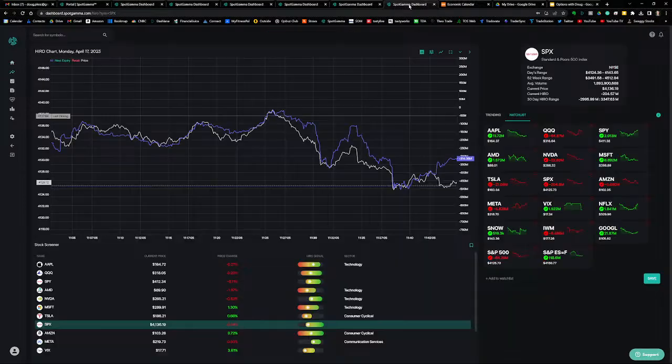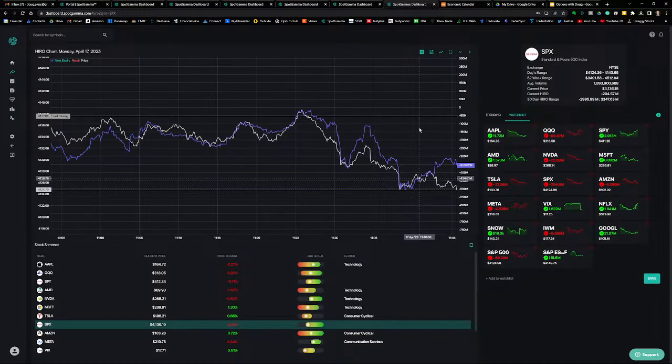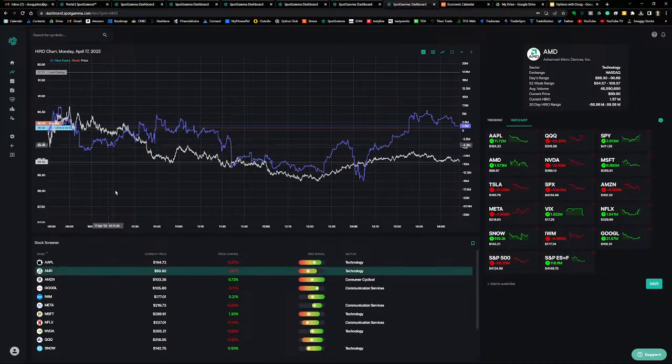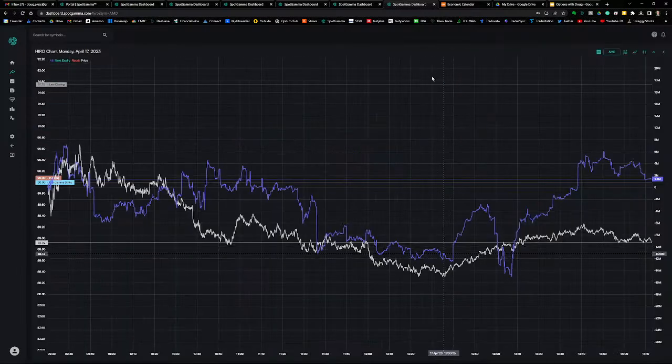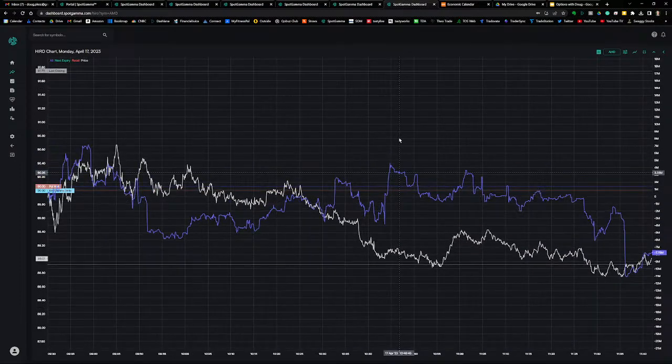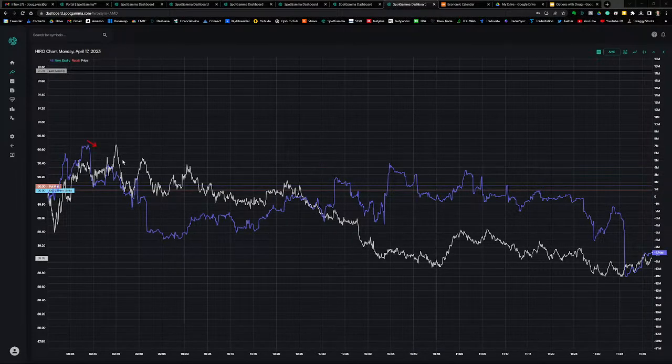All right, let's take a look at some other setups. So that is the S&P 500. I'm going to look at some stocks. Here's AMD. And I'm going to zoom in on the morning session and noted this divergent short setup. So delta is falling as price makes a higher high.